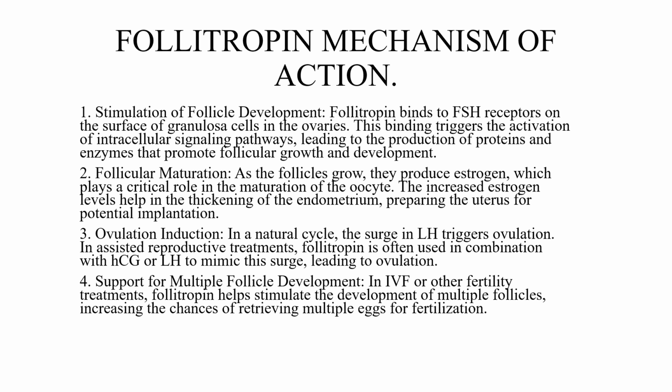As the follicles grow, they produce estrogen, which plays a critical role in the maturation of the oocyte. The increased estrogen levels also help in the thickening of the endometrium, preparing the uterus for potential implantation. In natural cycle, the surge in LH triggers ovulation. In assisted reproductive treatments, Follitropin is often used in combination with either human chorionic gonadotropin or with LH to mimic this surge, leading to ovulation.